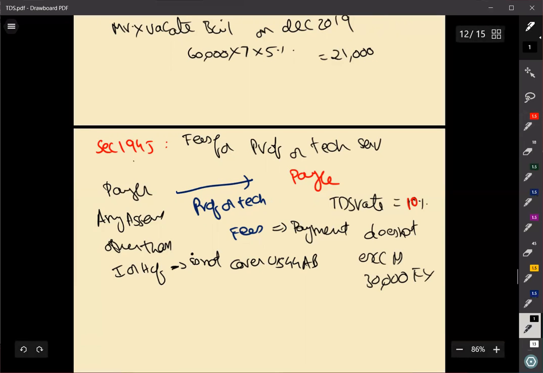In some cases, the rate of TDS is not 10%, the rate of TDS is going to be 2%. When is it 2%? In respect of a call center, you are running a call center. So the payee is engaged in the business of call center. So here, the person to whom you are making payment is engaged in the business of call center, then the rate of TDS is not 10%, the rate of TDS is going to be 2%. So that's 194J.